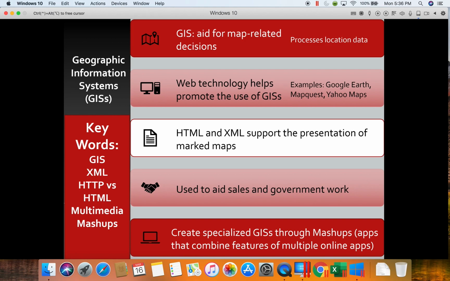So some of the web technology that has helped utilize some of these geographic information systems include companies like Google Earth, MapQuest, Yahoo Maps, Google Maps, several others. They are utilizing HTML and XML that support the presentation of the marked up maps. So HTML and XML are the primary languages used to compose and retrieve the web pages that support the presentation of the pictures with the marked up areas. This makes them ideal for retrieval for the marked up maps.